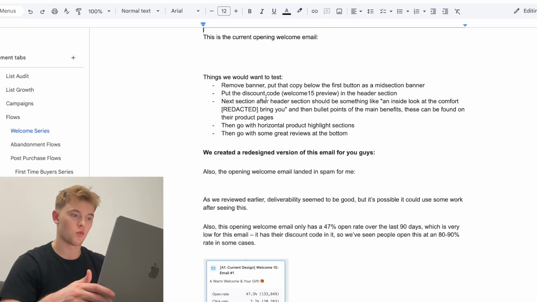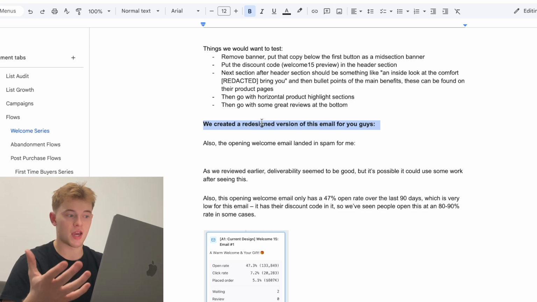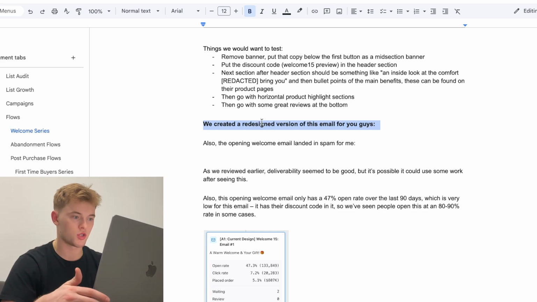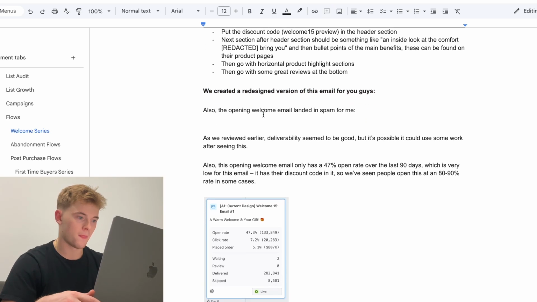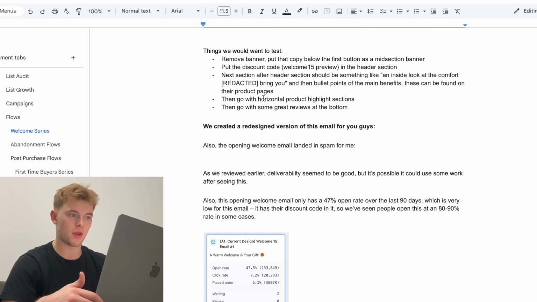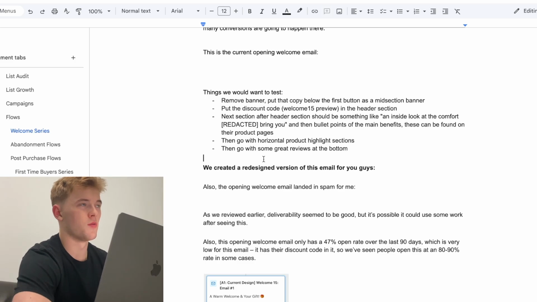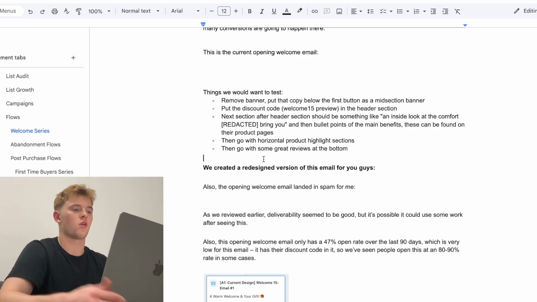So there's a lot of things that we wanted to test for them there. And as you can see here, we actually created a redesigned version of that email for them, because we really wanted to show this brand a lot of value in this audit. Those were the main things that I noticed in it. They had some banner issues, and the overall header section was just not done very well overall.